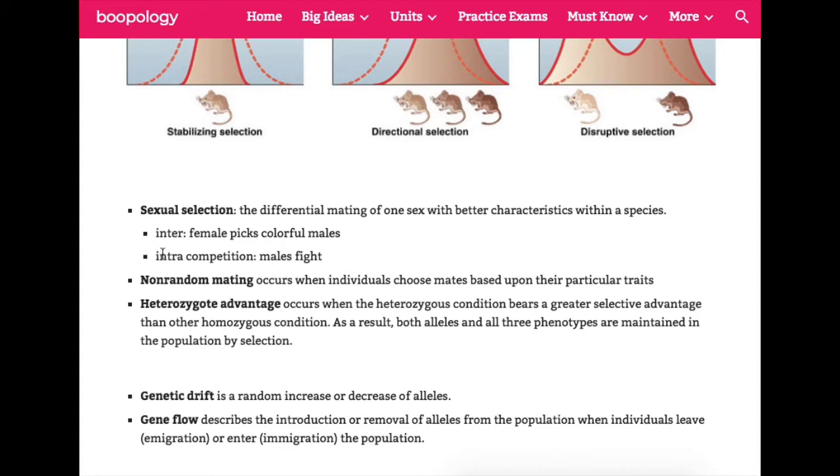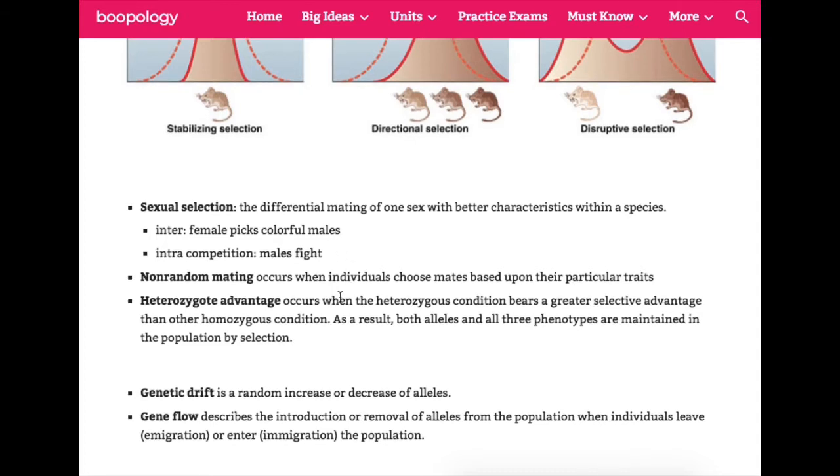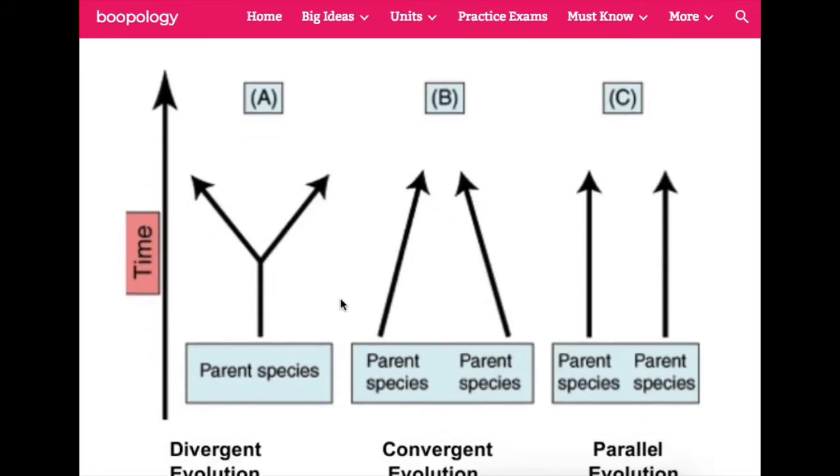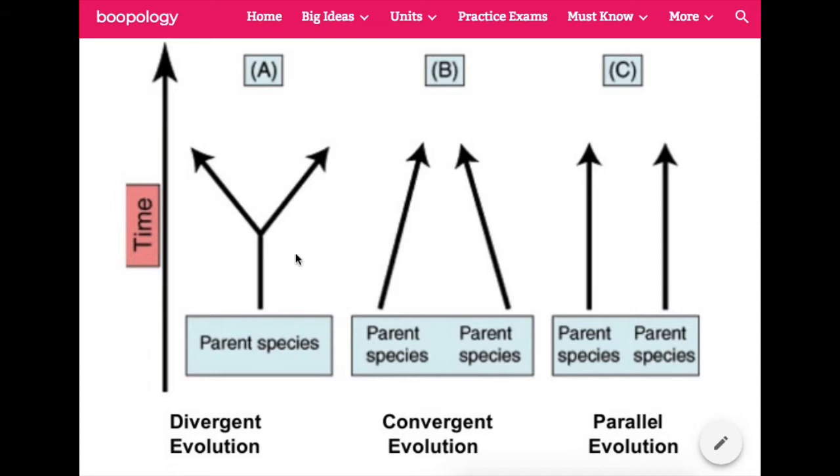And then there's also inter and intra selection. This is for non-random mating, where individuals choose mates based on their particular traits. And then next are different types of evolution. There's divergent evolution, where 2 species evolve separately. This is usually due to environmental circumstances.